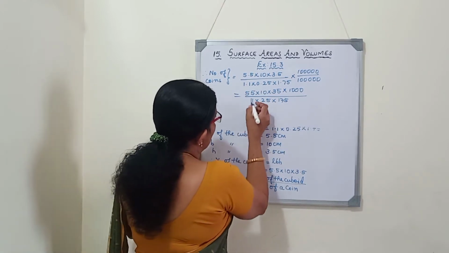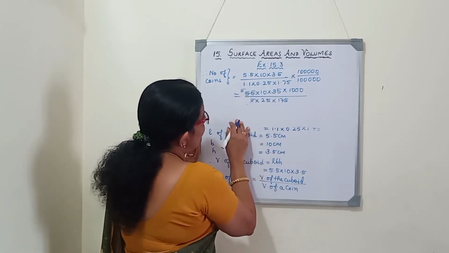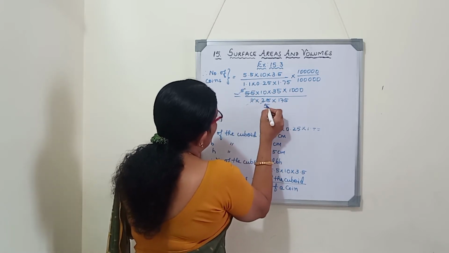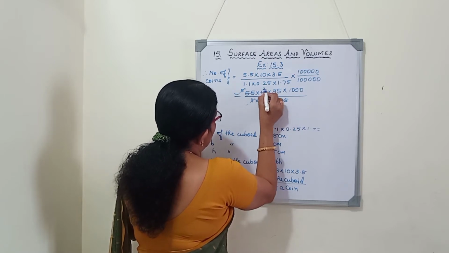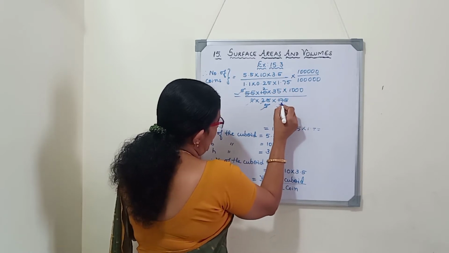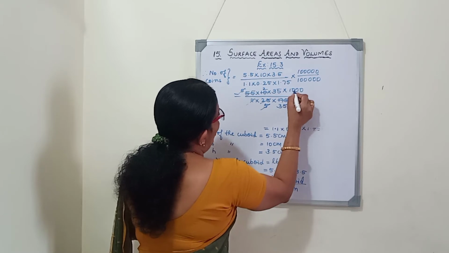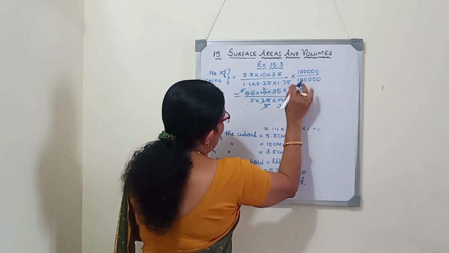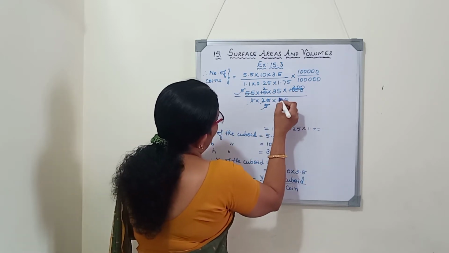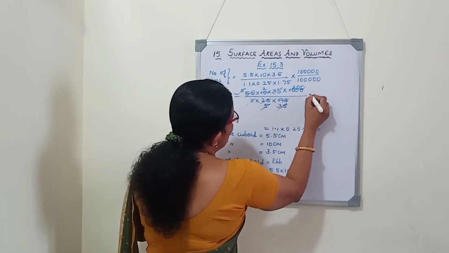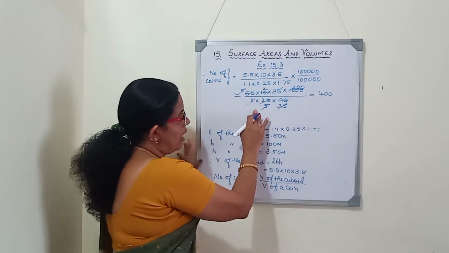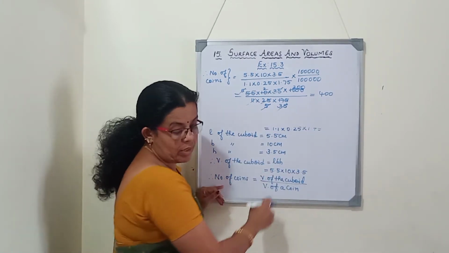Now we will cancel this. 11 fives are 55. Again 5 fives are 25. 5 twos are 10. Again 5 threes are 15, 25. 5 fives are 25. And here 5 fours are 20, 5 twos are 10, and 200 we will get. Here 35 and 35 we will cancel. So 2 into 200, that is 400. So how many coins? 400 coins we will melt and make a cuboid of these measurements.